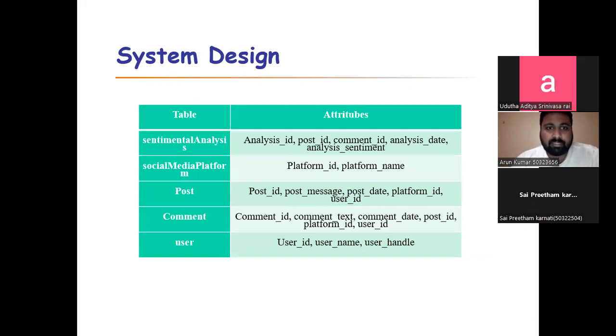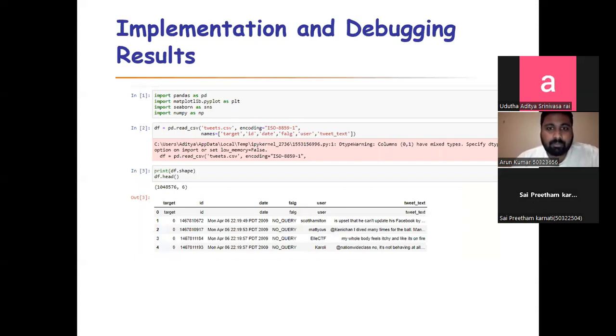Okay, this is the system design. This system design includes mainly sentiment analysis, the social media platform, and also the post ID and comment users. We use many types of data to design this system. It mainly depends upon some attributes like post ID, post messages, analysis ID, and the user ID. We take these attributes to make key values for it. Next slide. Okay, from here on, my friend Aditya can take over.